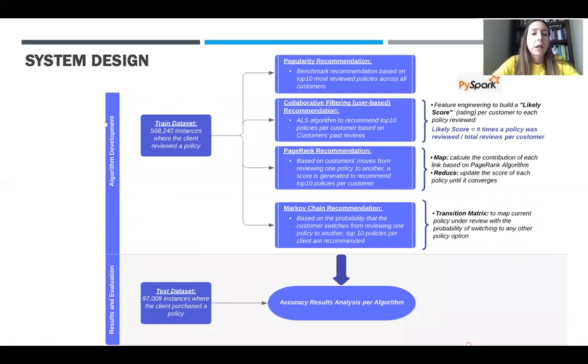For our system design, we started from our training data set that had the reviews from the customers. From there, we trained 4 models: popularity, collaborative filtering, PageRank, and Markov. For the iterative algorithms such as ALS and also for PageRank, we use the PySpark computing framework, as well as for building the Markov chain. Finally, the test data set that included the final purchase decisions of our clients, we used to test the accuracy of the 4 models we built.